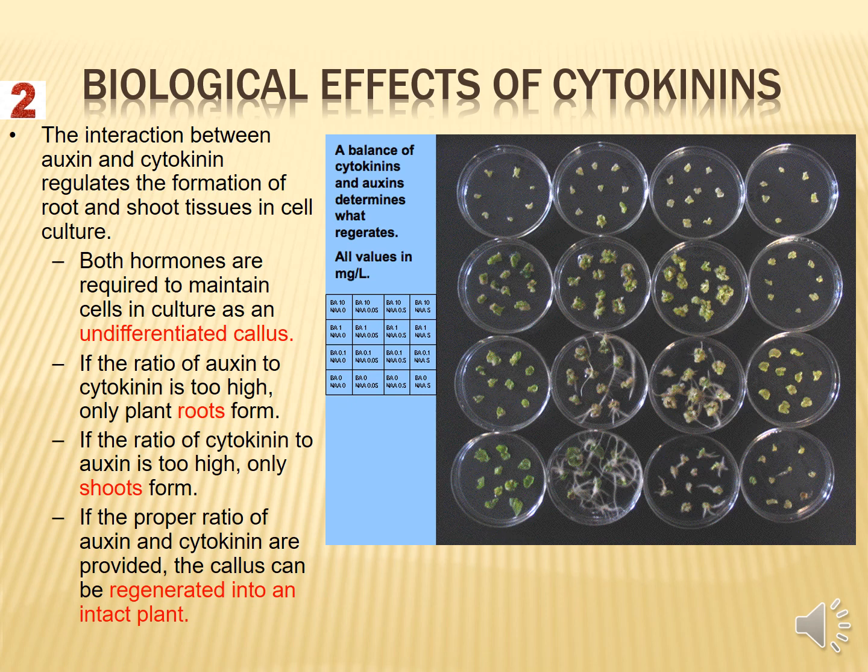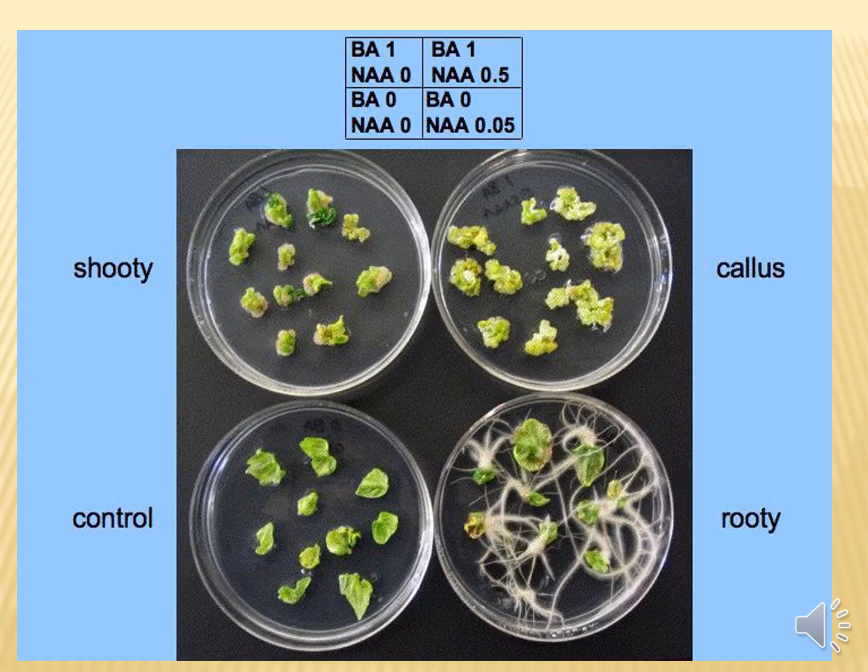If you put in the media a proper ratio, meaning a similar concentration of the auxin and cytokinin, they do not produce root, they do not produce shoot either, but they regenerate and become a callus. So if you look at these four treatments in the cell culture, you can see that some explants produce more root, which we call rooty, or they produce a callus, or they produce a large number of shoots, which we call shooty.